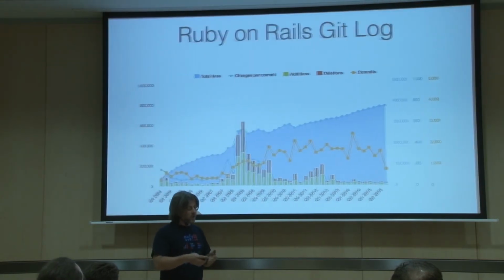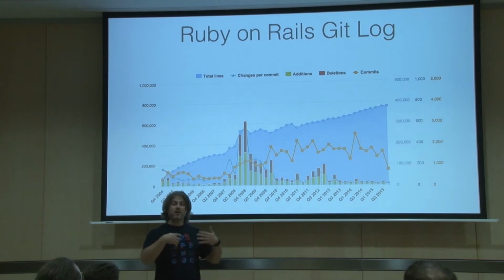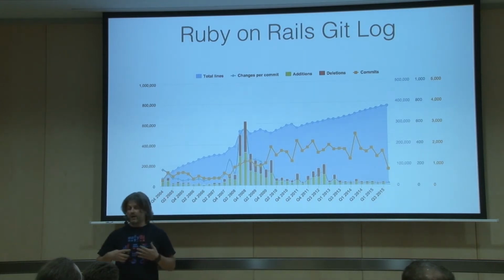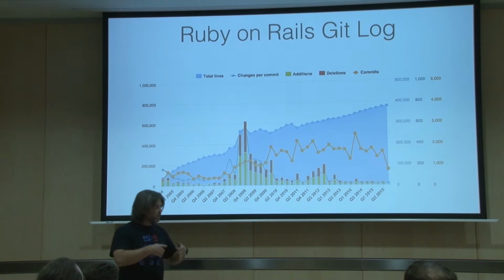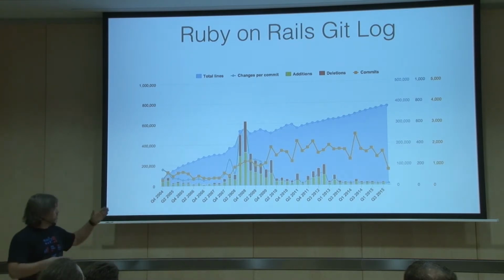Initially, as I did in the talk for RailsConf, I started with the Ruby on Rails public commit log as an example. So here is the history of all the Ruby on Rails commits. It started in the year 2004.